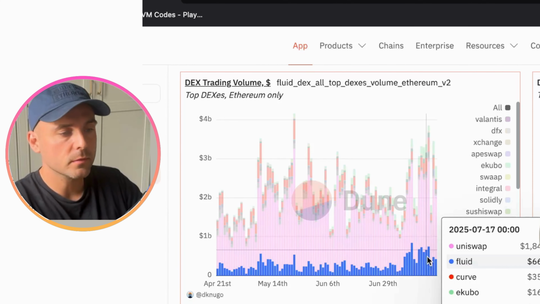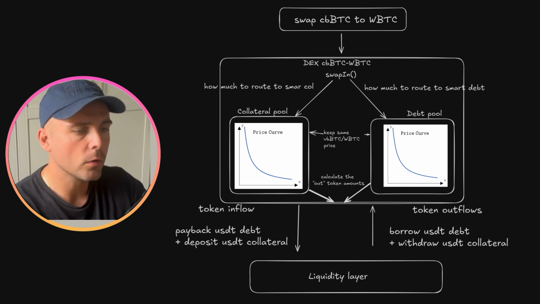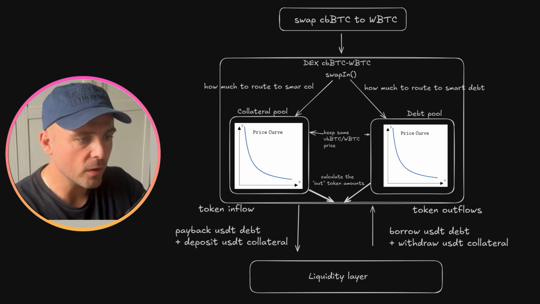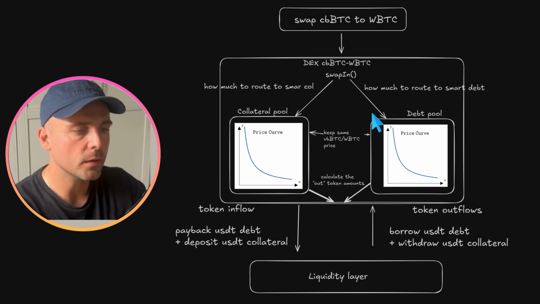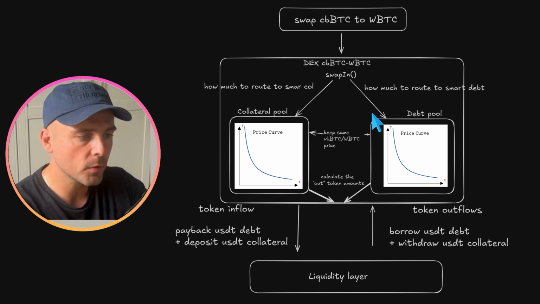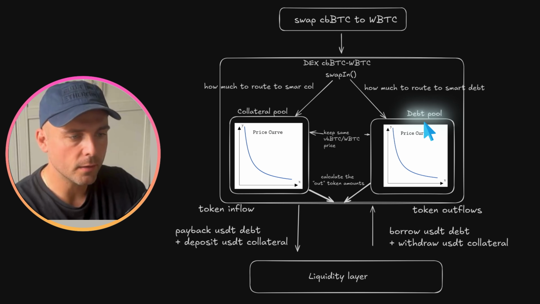Just to wrap up how a swap actually works, we left off earlier here. We saw how the amount is routed optimally between the smart collateral AMM pool and the smart debt AMM pool. Then once we have the input amounts for the smart collateral pool and the debt pool, we run them through the pricing mechanism, which we just covered, and we get the output amounts of each of these AMM pools.